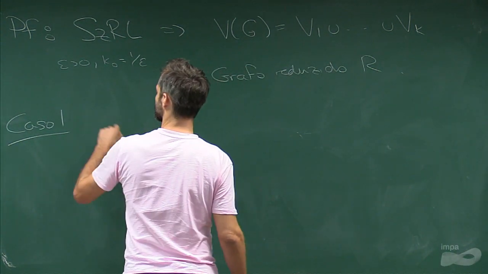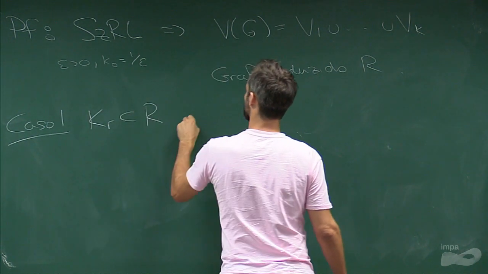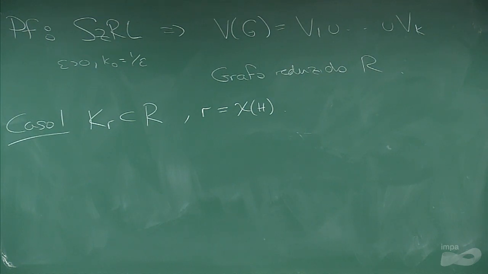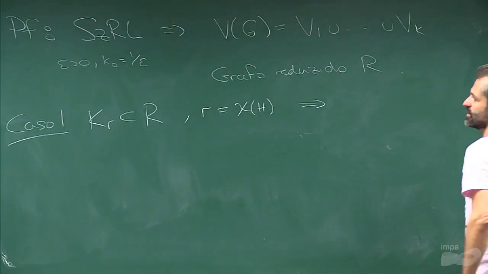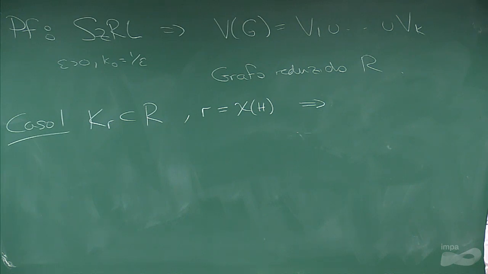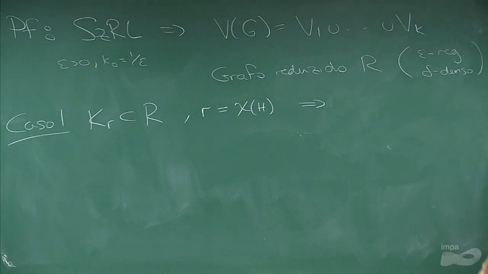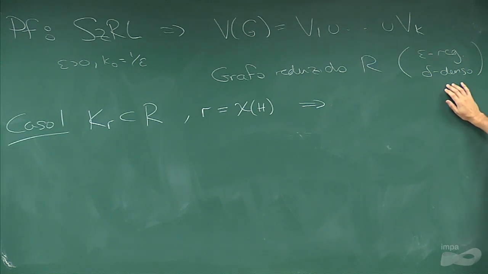So if we let Kr be in R, where r is the chromatic number of H, this implies... You have delta density in the reduced graph. You introduce a new variable, or you have alpha density? No, it's delta density, right? Epsilon-regular and delta-dense. You want to choose delta later, right? So delta should depend on alpha and H, and epsilon will depend on delta as well.